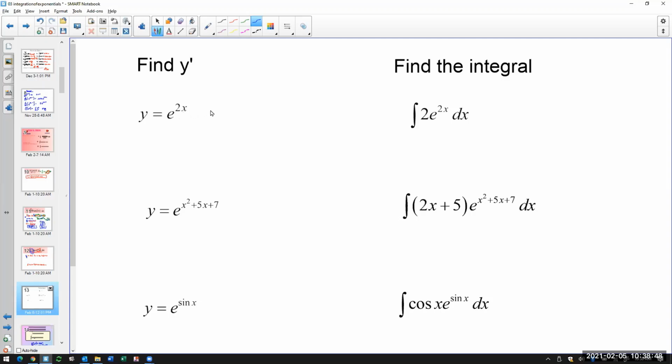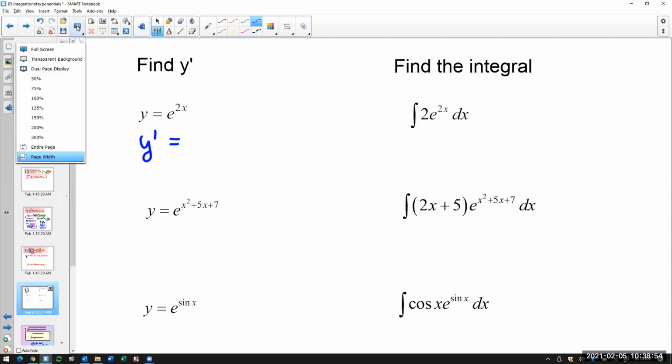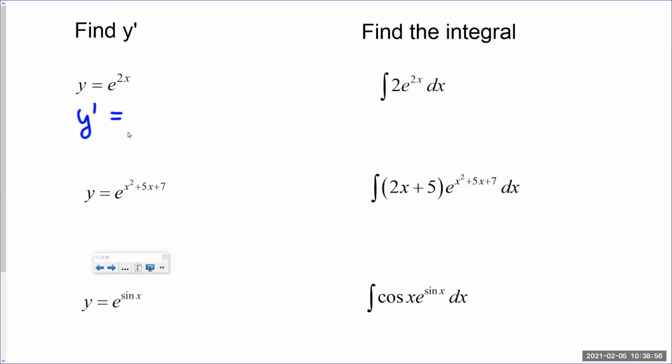Let's do derivative. If I wanted to take the derivative, so that's y prime, if y is equal to e^(2x), and I wanted y prime, what would be the derivative of this? Remember, the derivative of e to the u is e to the u du/dx. It sounds like there should be more, but there's not. So this is my u. Is everybody good with that?